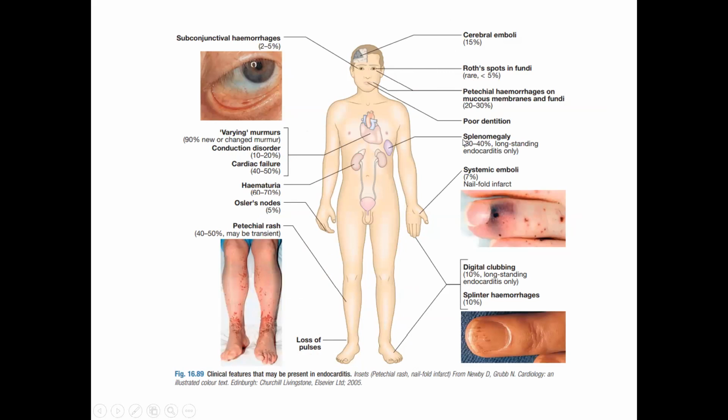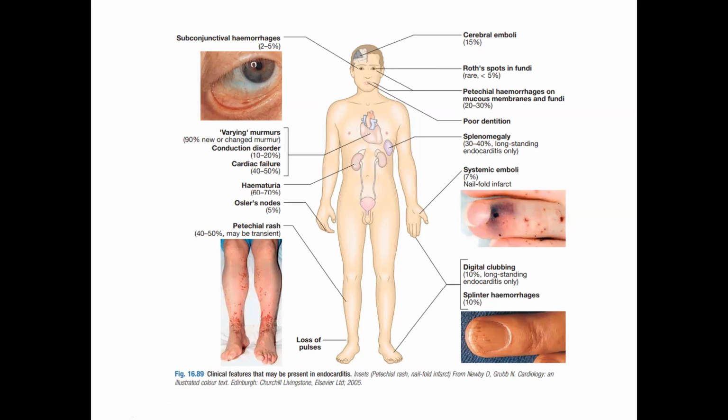So there is hemorrhage and also emboli. So cerebral emboli, Roth spots, very, very important. You remember rose spots which are seen in typhoid, on the abdominal skin. Rose spots. This is Roth spots, seen in the fundi, which is rare. Then petechial hemorrhages on mucous membranes, poor dentition.